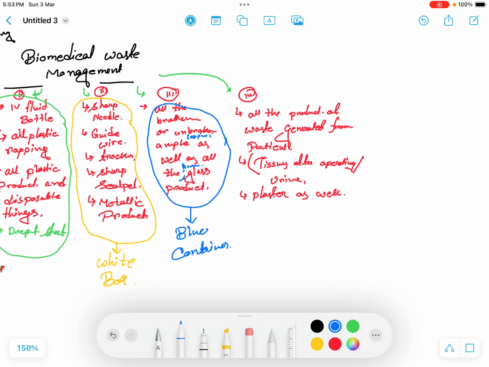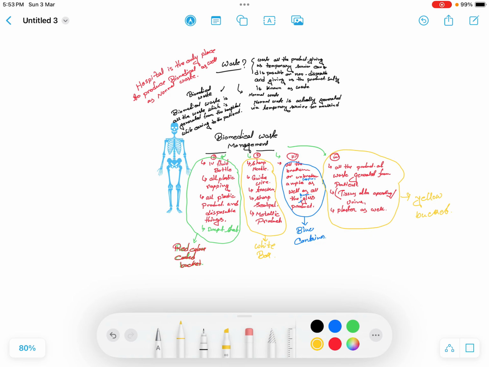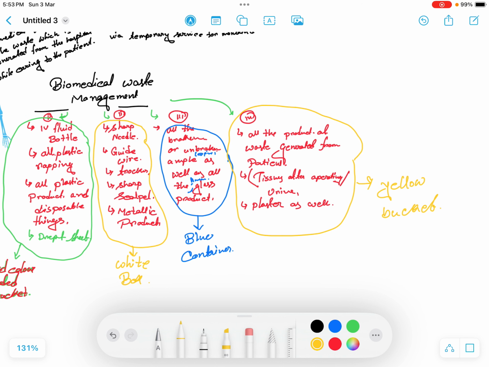And last is all the product that is 4 column. So 4 column also goes in the yellow bucket, right? So it would go in the yellow bucket. So what is going into the yellow bucket? All the product generated from the patient and generated while caring for the patients, from the patient's body tissues such as tissues after operating, urine, plaster as well, is going to the yellow bucket, right?